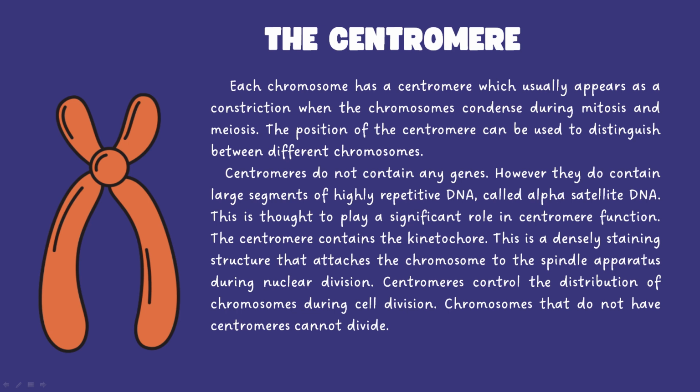The centromere contains a kinetochore. This is a densely staining structure that attaches a chromosome to the spindle apparatus during nuclear division. Centromeres control the distribution of chromosomes during cell division. Chromosomes that do not have centromeres cannot divide.